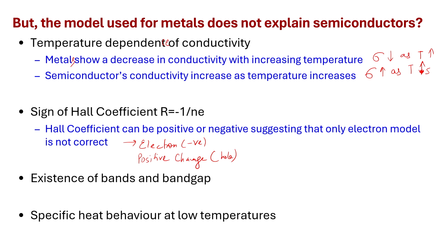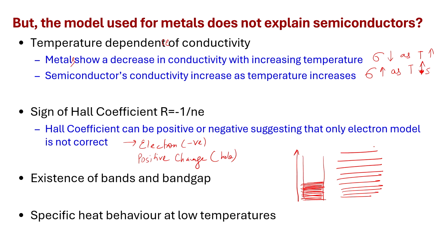Third was the existence of band and band gap, that materials, as we found later, have energy bands. So, they do not have continuous energy. If you plot energy, then you do not have continuous energy states. There is no energy continuum, rather you have discrete energy states, as quantum mechanics showed.